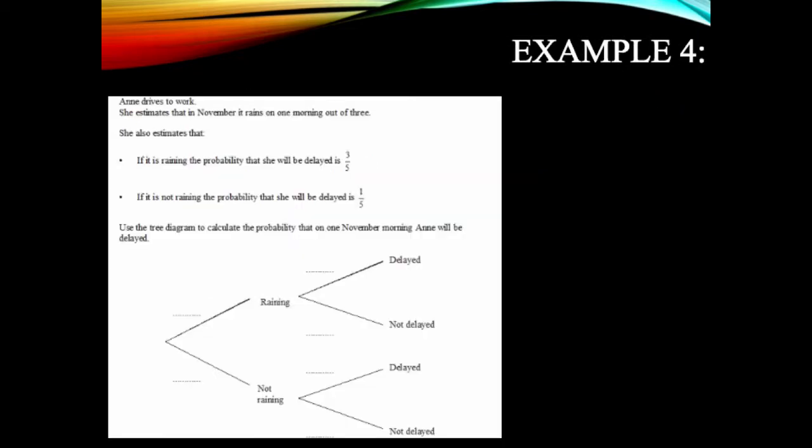Okay, last example then. This time I want to have a look at an example when the first thing does depend on the second. So these are not independent. In fact, they are dependent, or conditional. Okay, let's read the question.